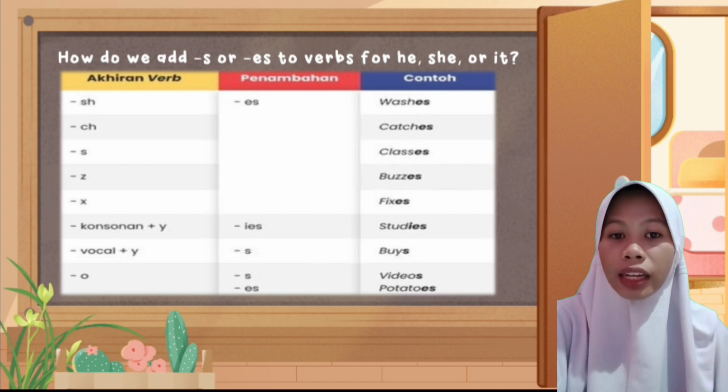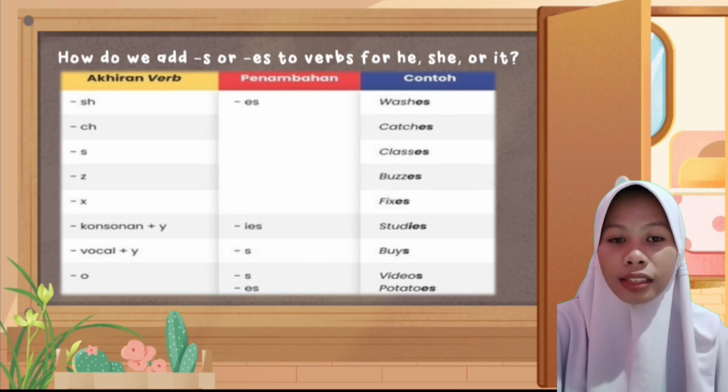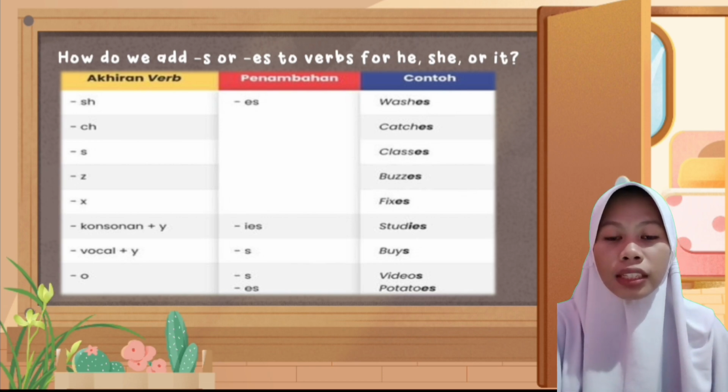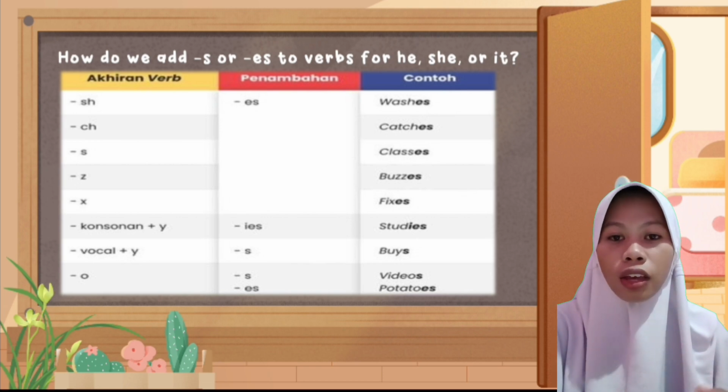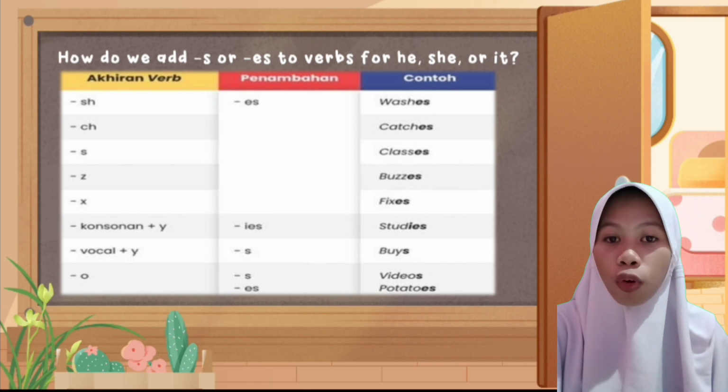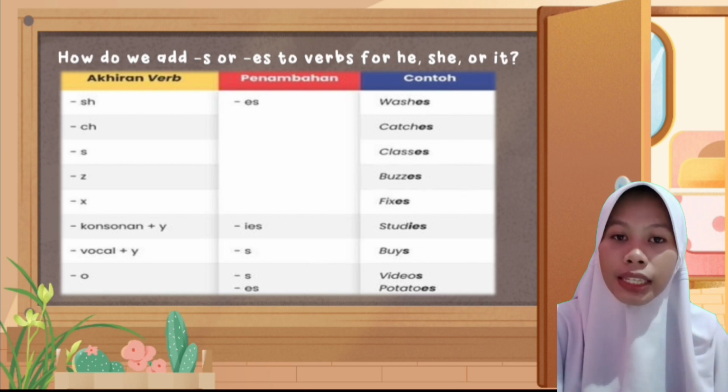If the verb ends in y with a consonant before it, change y to ies. As an example, she studies math. If y has a vowel before it, just add s. As an example, he plays games.